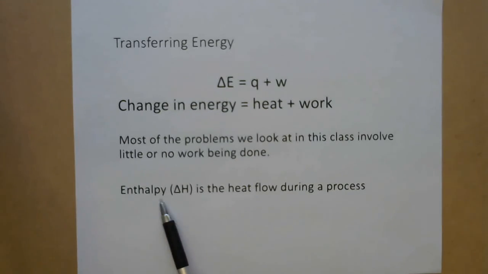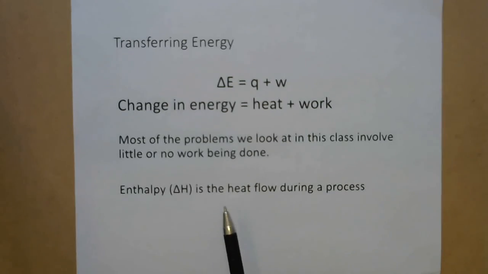So we have a name for this. It's called enthalpy. Delta H is the symbol we use for change of enthalpy. And this is the heat flow during a process. So it's pretty equivalent to the amount of energy exchanged during a reaction if we assume that little or no work is being done. So you can think about these interchangeably. Enthalpy, which is delta H, is kind of like the energy of a system, and how much energy is released or absorbed is basically how much enthalpy is released or absorbed during a process.